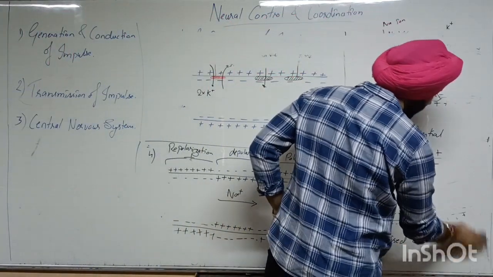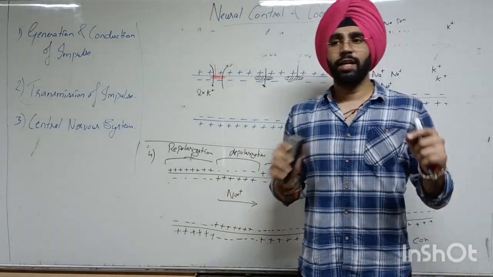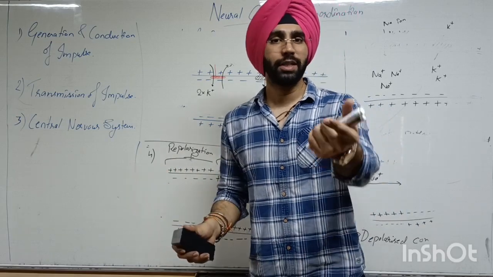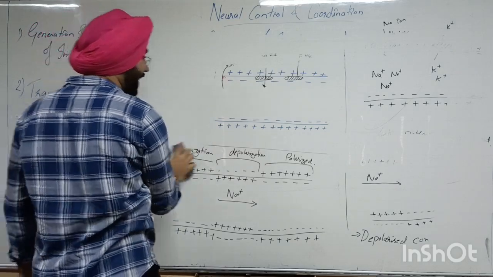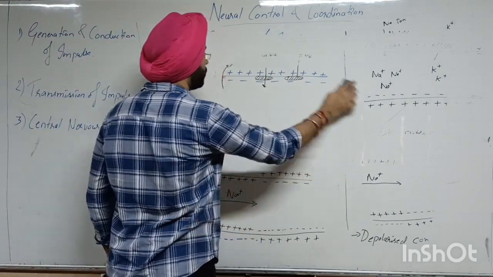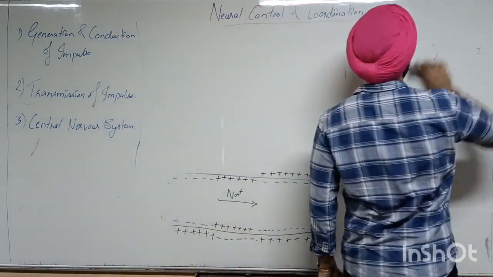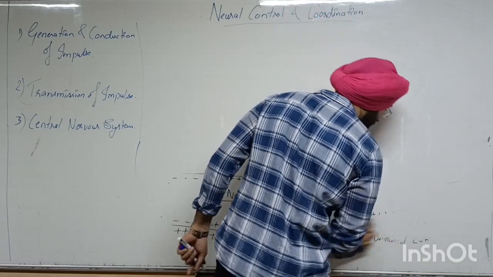Actually, this is generation and conduction of nerve impulse. The conduction of impulse is carried by multiple neurons, so there should be a gap between some neurons. That part we are going to talk about in transmission of impulse next. In this topic, you have understood the generation of impulse.